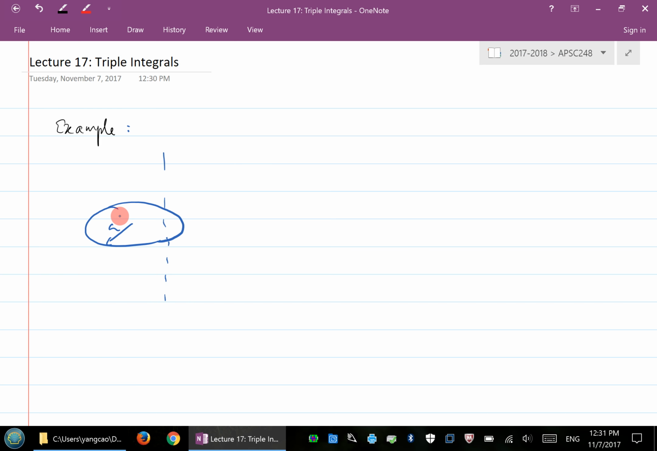Okay, I have this example from the previous lecture that we didn't finish. So let's finish this example first, and then we'll get on to the new topic, which is the triple integrals. It's about the moment of inertia of the disk.